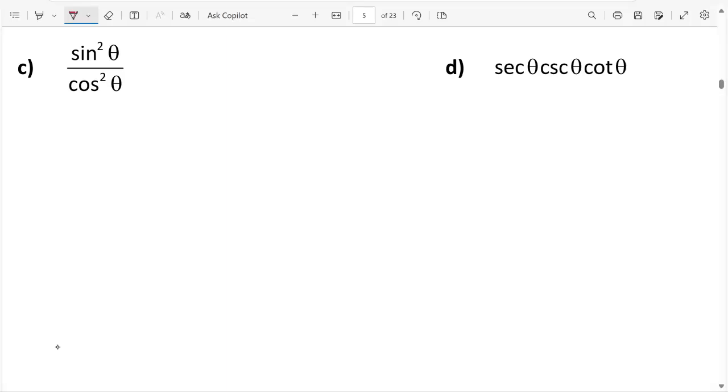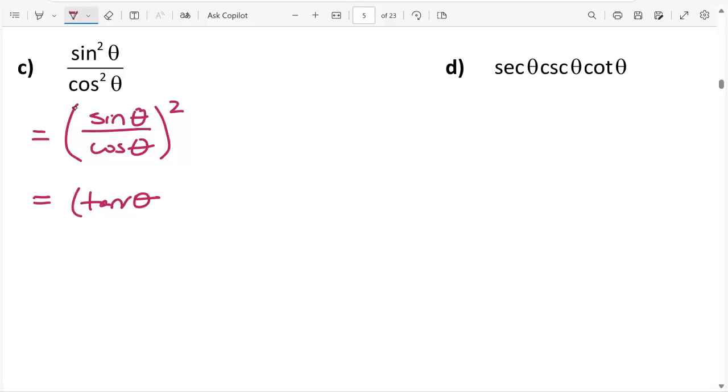In C, we have sine squared of theta divided by the cosine squared of theta, and that is the same thing as sine of theta divided by the cosine of theta, all squared. Since it's already in terms of sine and cosine, we can transition this. Sine divided by cosine is the same thing as tangent. Now we're not going to leave it looking like this. This is not the conventional way to write the square of a trig function, so we're going to rewrite it as the tangent squared of theta, and that will be our simplest form.